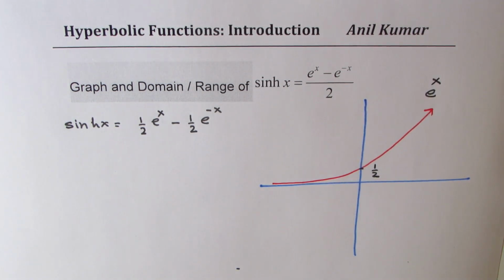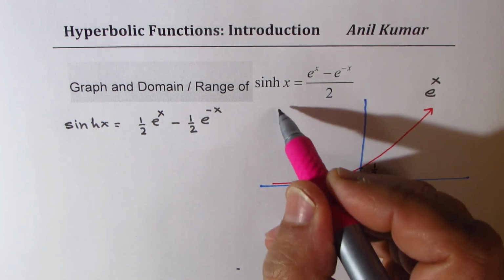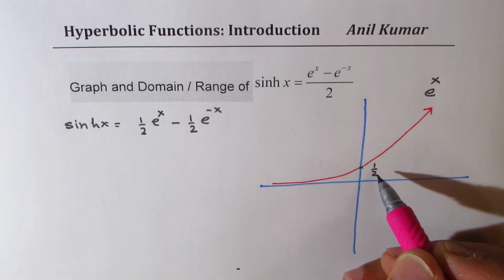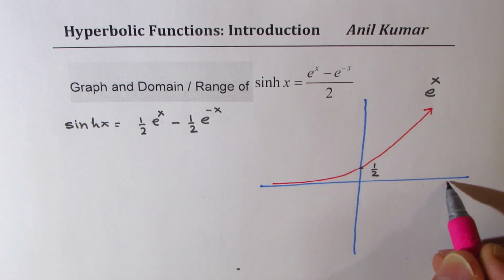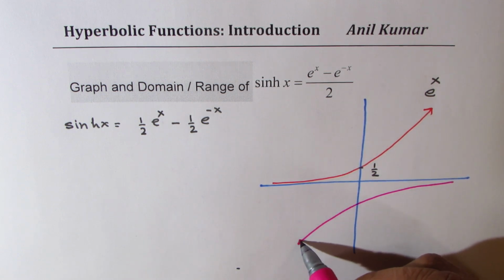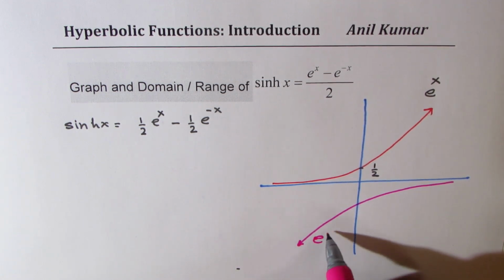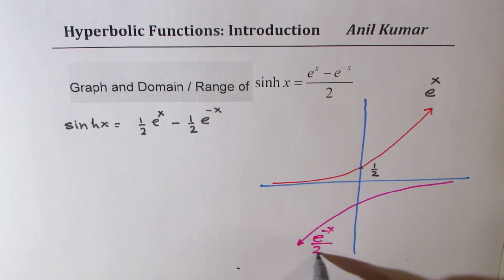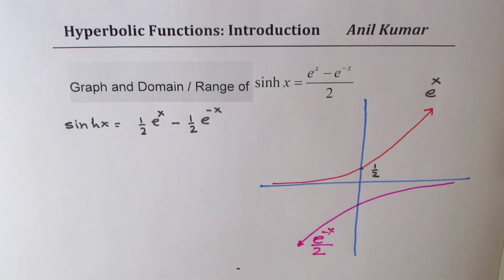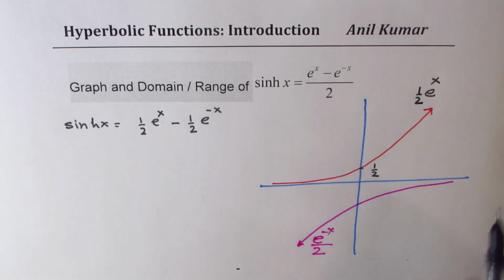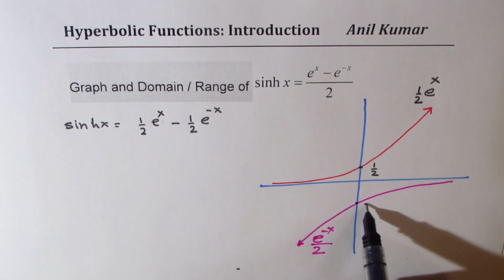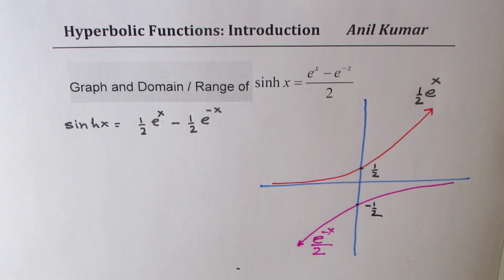Perfect. The other part is the reflection of e to the power of minus x. So e to the power of minus x was kind of like this. When you reflect it, it will look like what, right? When you reflect it, it is going to be kind of like this. So this is e to the power of minus x by 2. Let me write half. I didn't write half there. Okay. Negative half of e to the power of x. Does that make sense? Since this point is half, this point will be minus half. Okay. Now that is how it is.